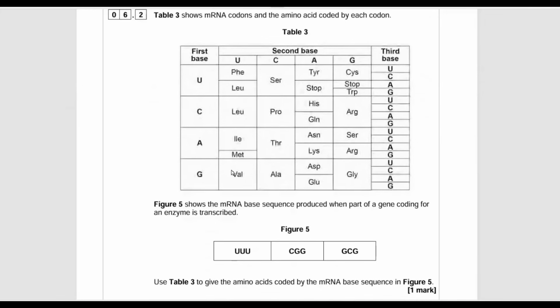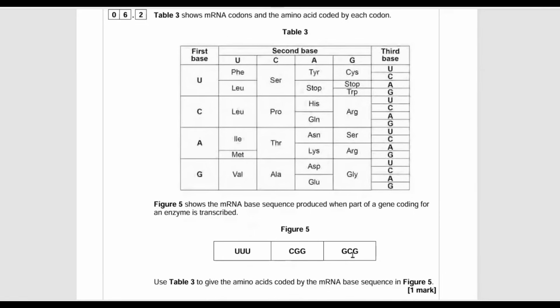Okay, looking at this next question, 6.2, Table 3 shows mRNA codons and the amino acid coded by each codon. Figure 5 shows the mRNA base sequence produced when part of a gene coding for an enzyme is transcribed.